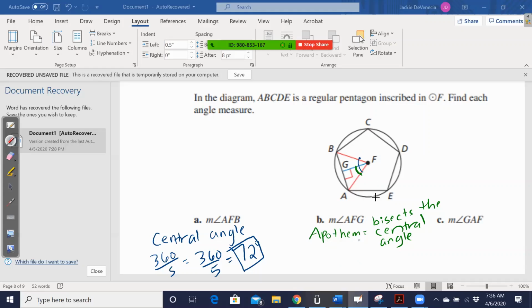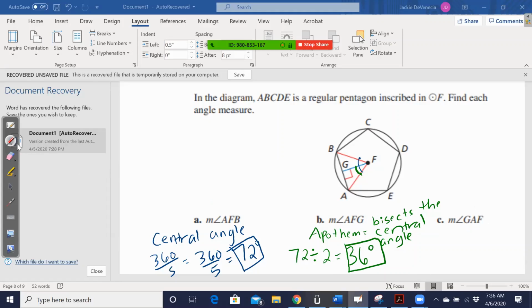So this line is cutting the whole angle in half. So to find out what our AFG is going to be, we need to do 72 divided by 2 because we're cutting it in half. So 72 divided by 2 is 36. So this angle would be 36 degrees. Okay, we're good. Now we're going to go look at angle GAF.